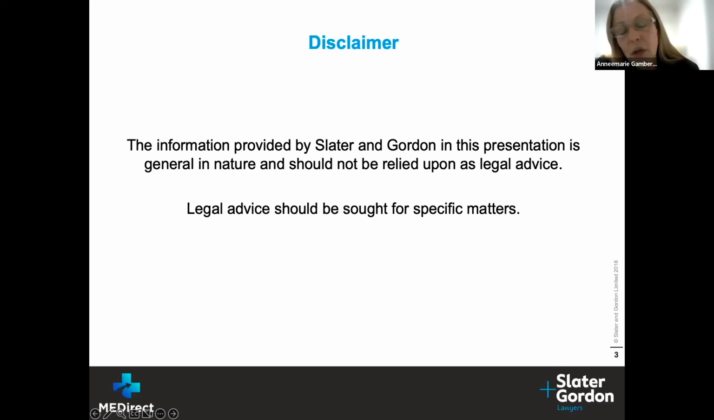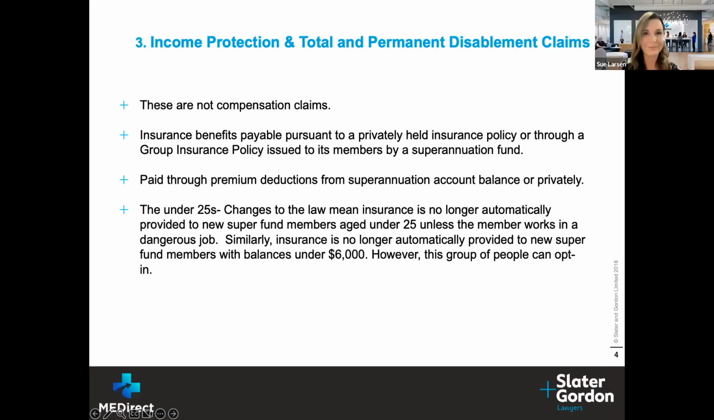So Sue, if I may have the next slide, please. So firstly, income protection and total and permanent disablement claims. They're the two types of disability insurance claims that I'm going to focus on this evening. There are, of course, trauma benefits that some policies have, but we can just touch on them briefly later on. But the primary purpose of tonight's presentation is to discuss, as I say, these types of disability insurance claims.